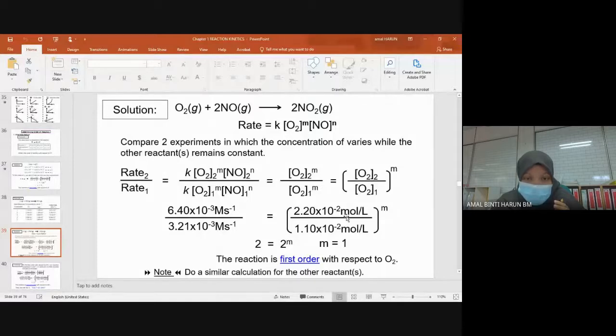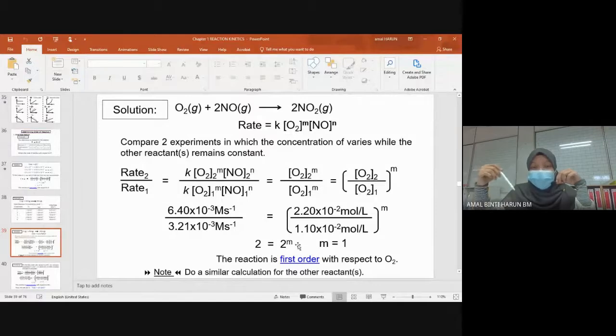The concentration of oxygen in experiment 2 divided by the concentration of oxygen in experiment 1. When you calculate this, it is equal to 2, and this one divided by 1.1 is equal to 2. Don't forget there is the power of M here. So 2 to the power of 1 is equal to 2. That means M, the order with respect to oxygen, is 1. Therefore, it is first order with respect to oxygen.